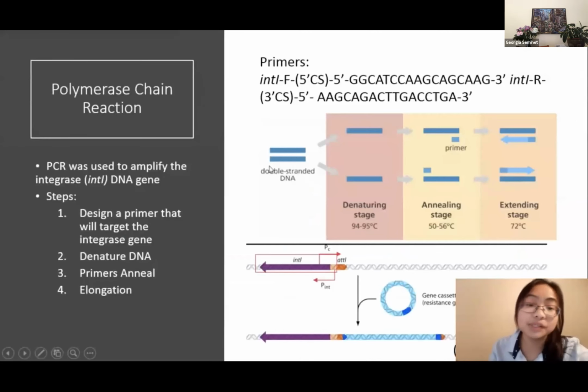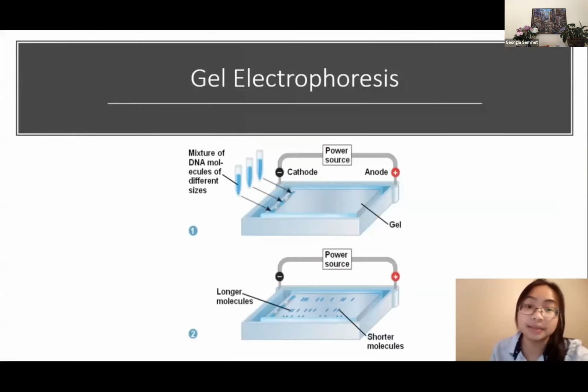My first step was to amplify the integron DNA using PCR, which stands for polymerase chain reaction. I designed primers to amplify the integrase gene IntI, which is this purple part right here on the integron mentioned before. Many cycles of denaturation or melting, annealing the primers to the DNA, and elongation result in many copies of the gene of interest. These can be visualized on an agarose gel.